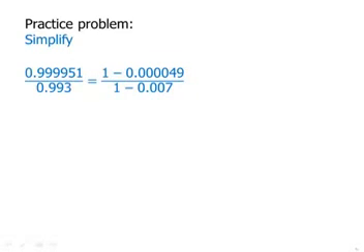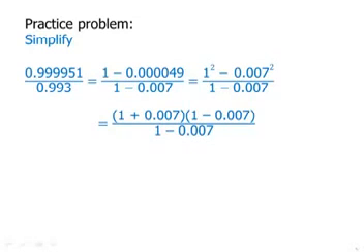And notice that that top decimal, 0.000049, is 0.007 squared. And so this means we can write the top in the difference of two squares pattern. We get a 1 plus 0.007 and a 1 minus 0.007. That second factor, the subtraction, appears in the denominator, so we can cancel it. We're left with 1 plus 0.007, and we get 1.007. And that is the quotient. And we get that very easily using the difference of squares pattern.